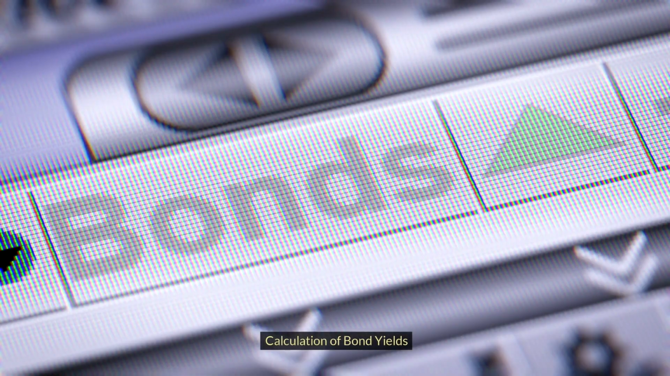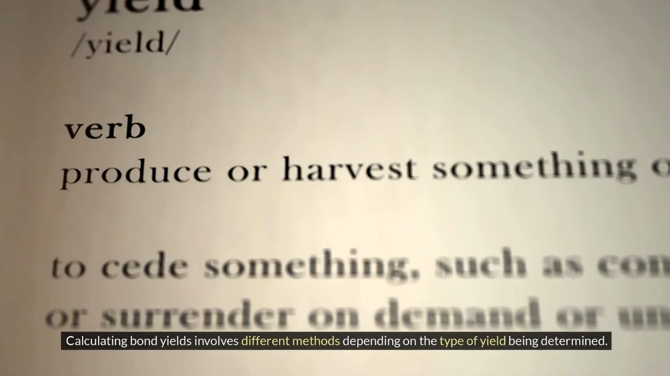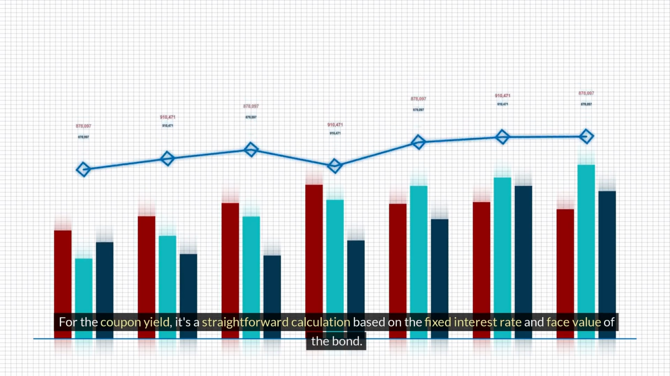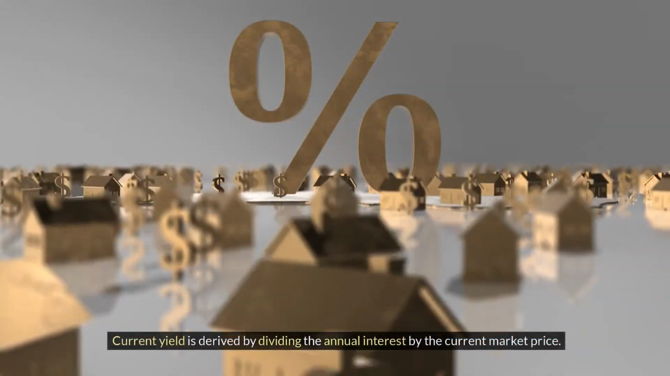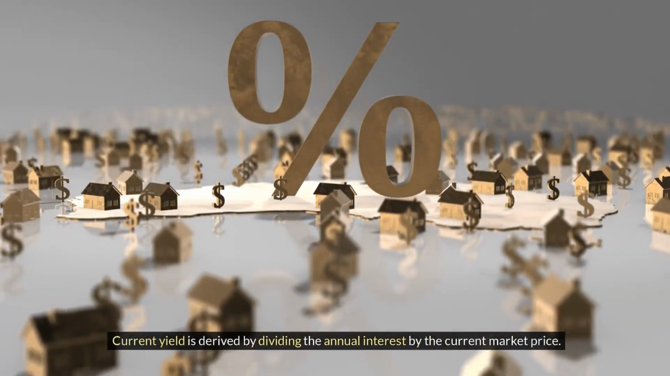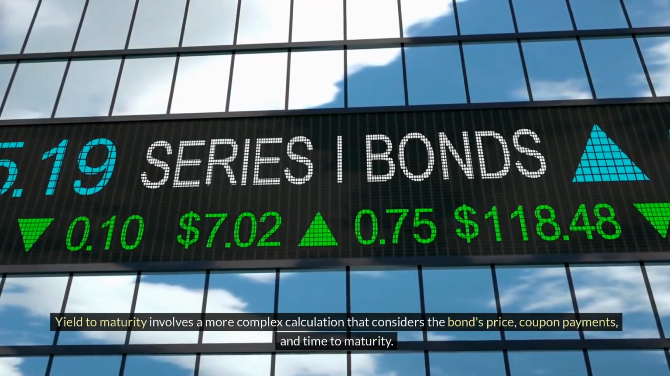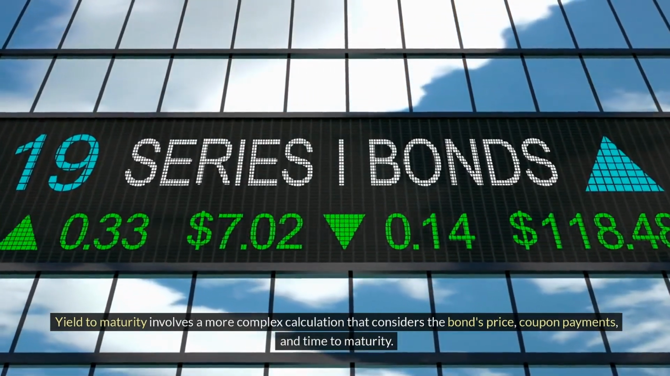Calculation of bond yields. Calculating bond yields involves different methods depending on the type of yield being determined. For the coupon yield, it's a straightforward calculation based on the fixed interest rate and face value of the bond. Current yield is derived by dividing the annual interest by the current market price. Yield to maturity involves a more complex calculation that considers the bond's price, coupon payments, and time to maturity.